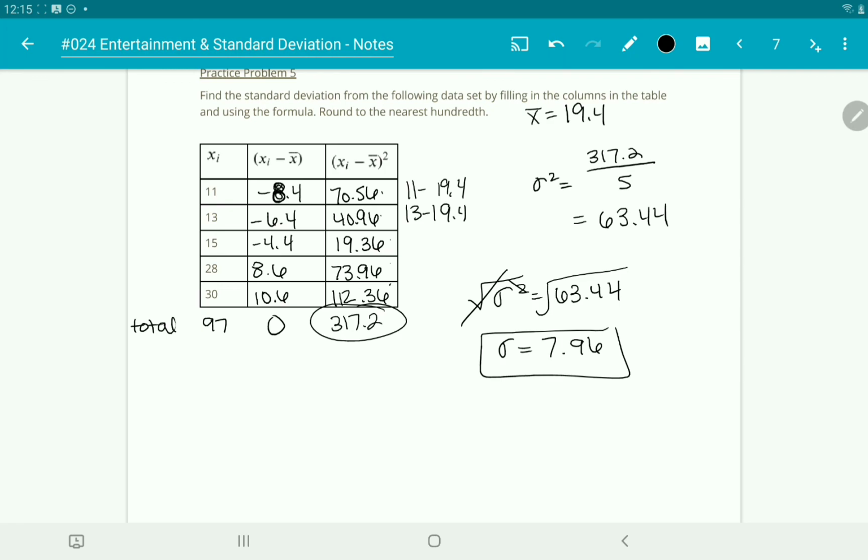So again, you add all these numbers together, starting from the beginning. You're going to take the numbers and put them in the chart. Okay? Then you're going to subtract the mean from each of those numbers. Then you're going to square the answers you got here. So square this number, gives you this number. Add those together, divide by the number of numbers you have, take the square root of that answer. That's going to give you the standard deviation.